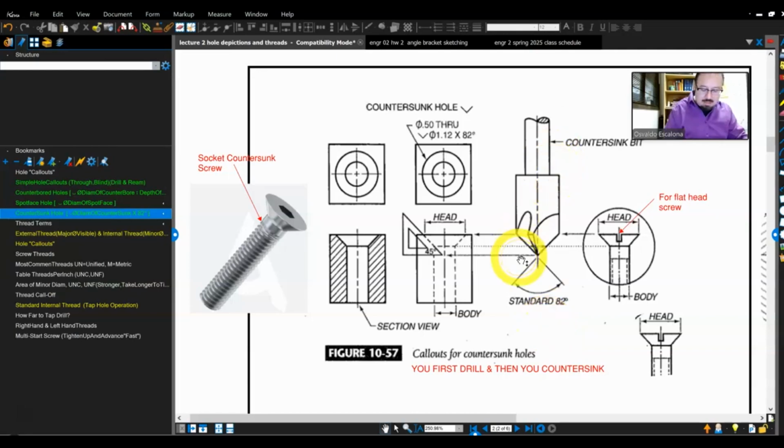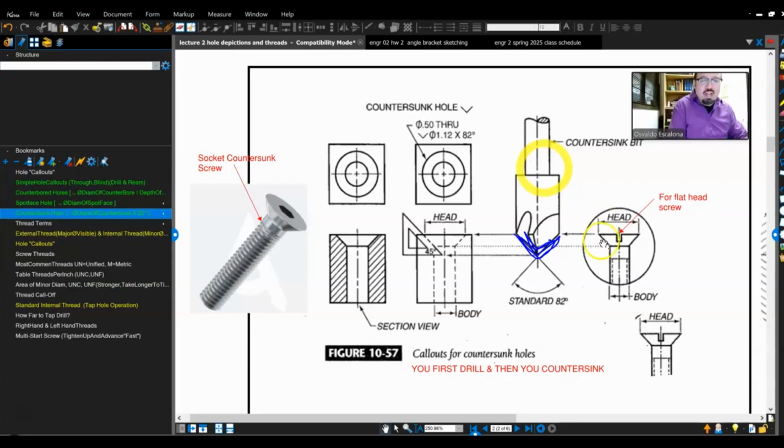The special bit is actually this type of bit, right? You guys will notice it looks like a little triangle. The standard for that bit measures 82 degrees. You will grab the bit, the same concept as before, and put it in your chuck. Instead of a regular drill bit, it will have a countersink bit.